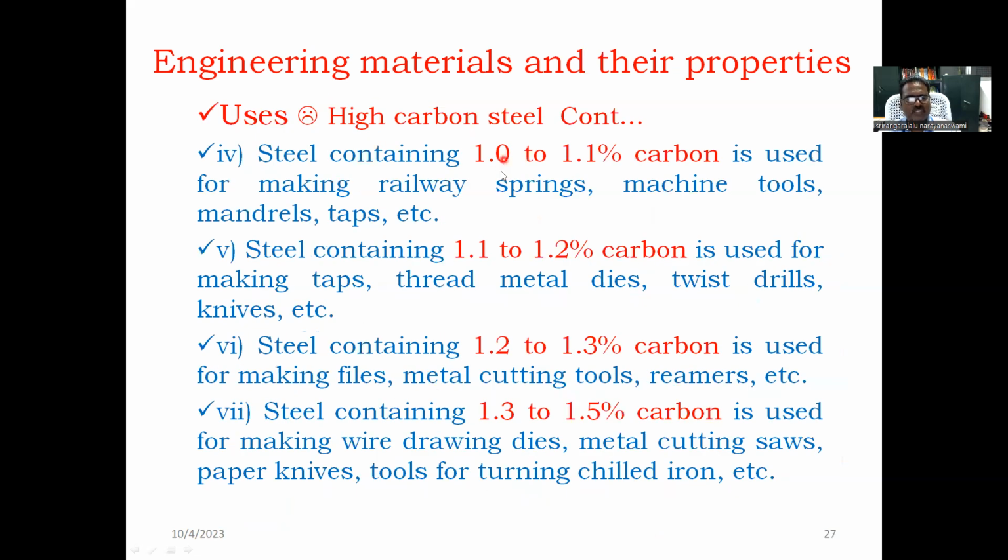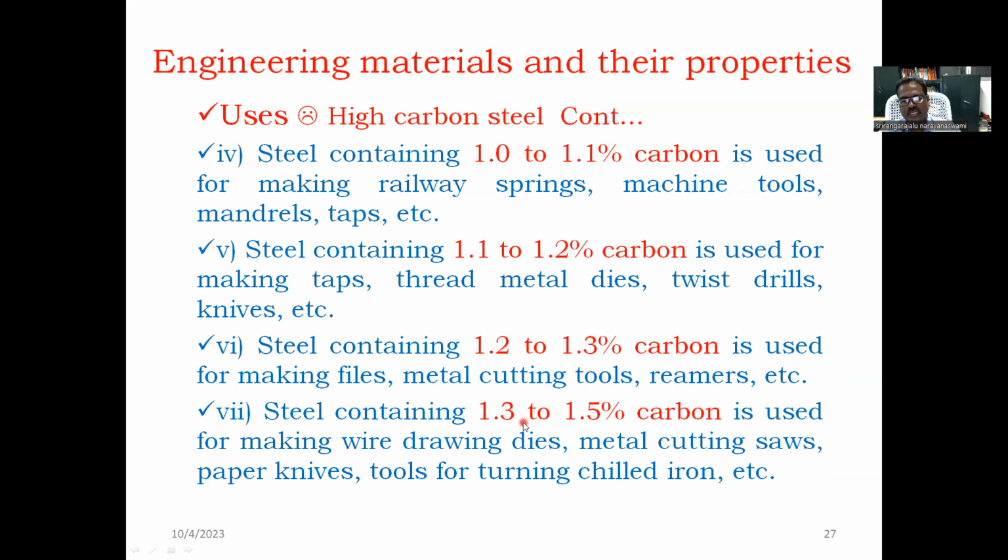So, uses of high carbon steel continue. Steel containing 1.0 to 1.1% of carbon is used for making railway springs, machine tools, mandrels, taps, etc. Steel containing 1.1 to 1.2% of carbon is used for making taps, thread metal dies, test drills, knives, etc. Steel containing 1.2% to 1.3% of carbon is used for making files, metal cutting tools, reamers, etc.